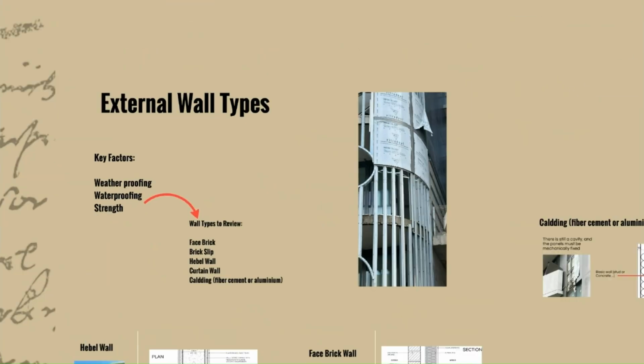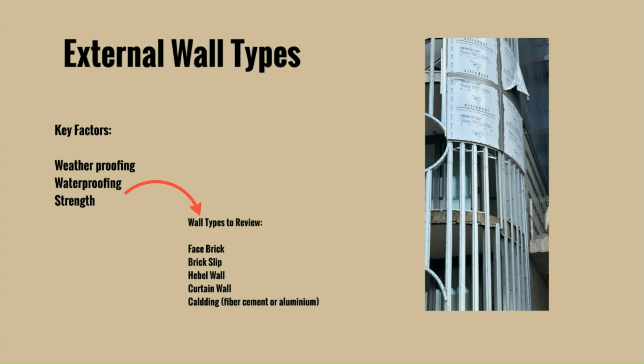External wall types are also very key matters in deciding about wall types and providing wall details. Key factors for all those things, obviously, are strength and water and weatherproofing. For external wall types, in addition to acoustic insulation, you need to get help from your facade engineer as well. Sometimes a waterproofing consultant can also help you. In this video, we are going to review face brick, brick slip, hebel wall, curtain wall, and cladding wall, which would include fiber cement or aluminum.